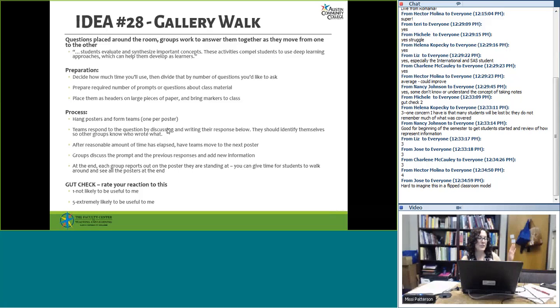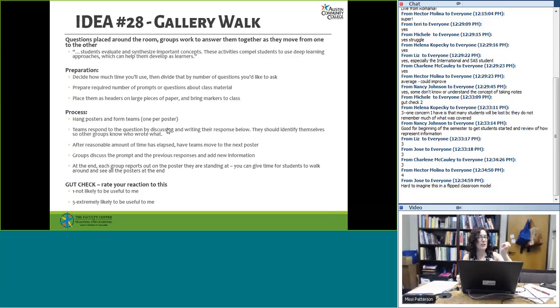So the process, you're going to hang the posters, you're going to form your teams, you give prep time for each question. Remember that preparation is super important. And then they look at the question, they start writing their responses, and they should come up with a team name or, session one, something that identifies which group wrote that response. After the time you've allowed has elapsed, you say, okay, switch. And now they're going to go to the next question, they're going to prep for it, they're going to respond to it, and they're going to indicate which group did what.